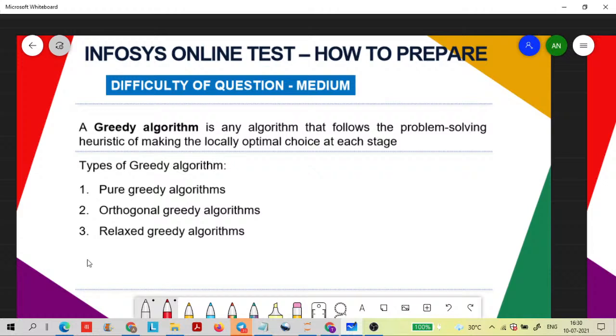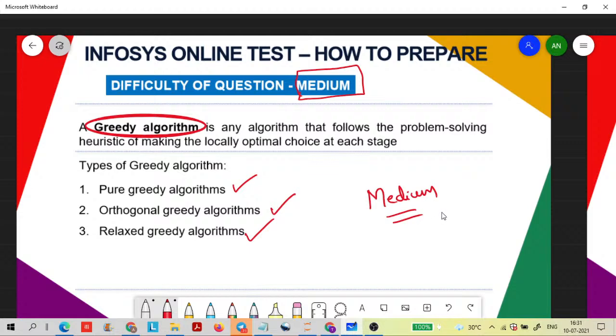Next, let's look in detail at the difficulty level. For example, the medium type of questions are based upon the greedy algorithm, which follows the problem solving heuristic of making the locally optimal choice at each stage. The types of greedy algorithms are pure greedy algorithm, orthogonal greedy algorithm and relaxed greedy algorithm. So your medium coding problem statement will be based on greedy algorithm concepts.